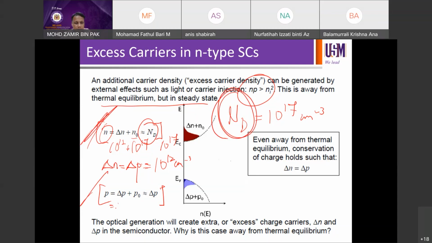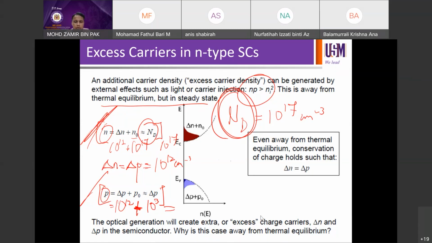Minority carriers here is given by 10 to the 12 for the delta P plus P naught. What is the value of P naught for this case? Silicon, ni squared over 10 to the 17, so your P naught is 10 to the 3. So what is the value of your P? What do we get? 10 to the 12 plus 10 to the 3. So what's the result? 10 to the 12, isn't it?